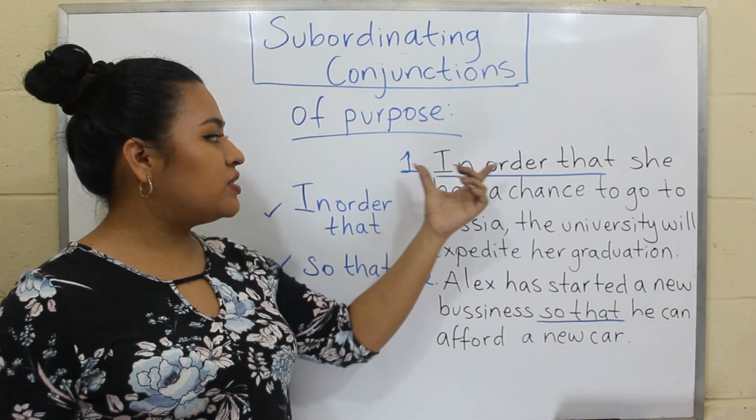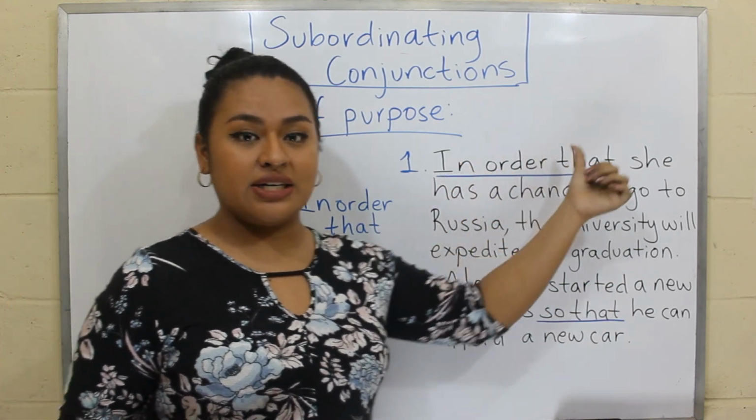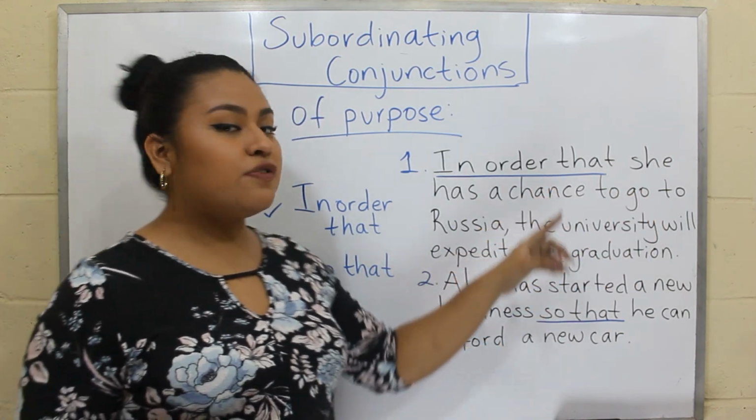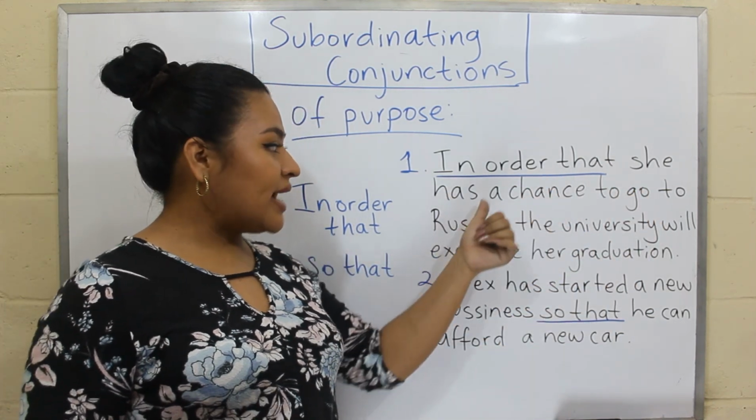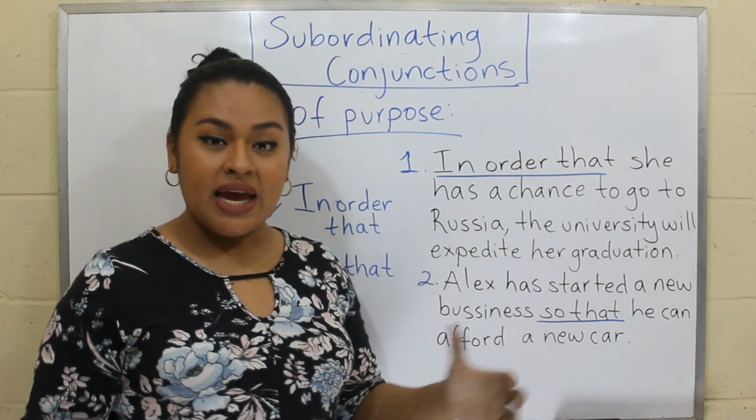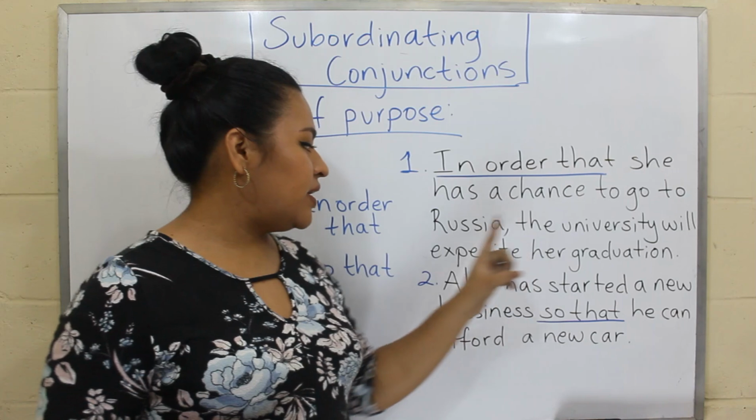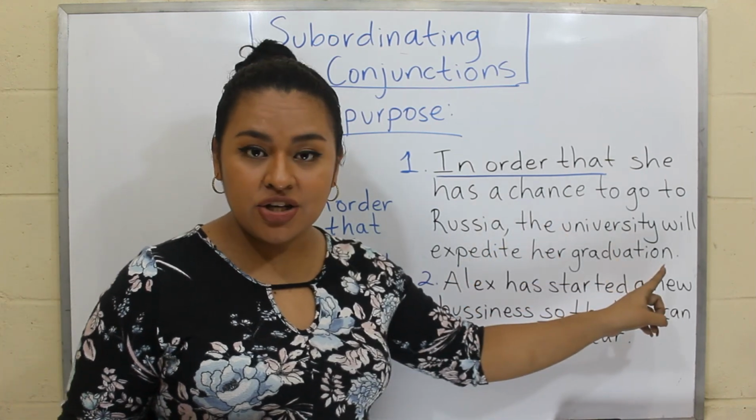In here we are using the subordinator in order that at the beginning of the sentence. Then we have the subordinating clause. She has a chance to go to Russia. And finally, we have the main clause. The university will expedite her graduation.